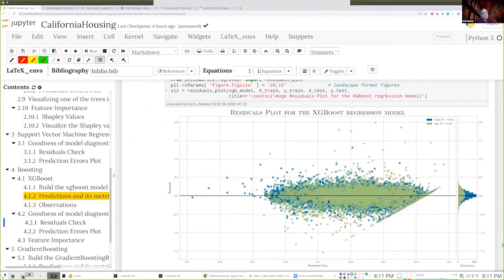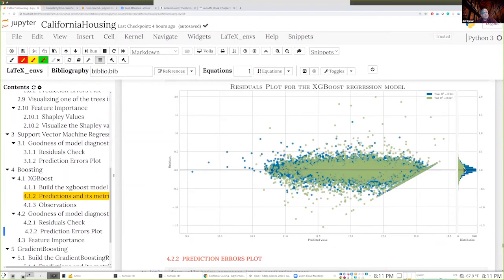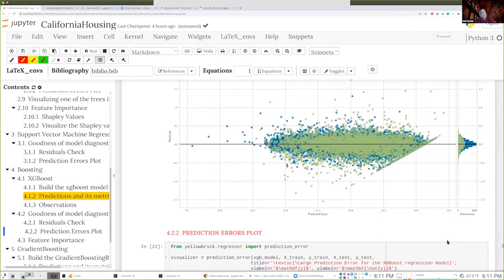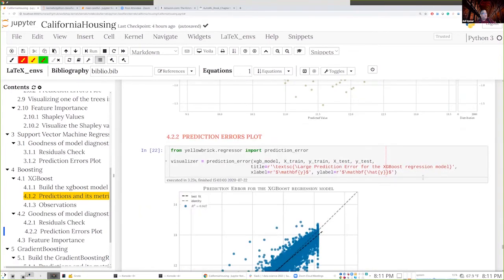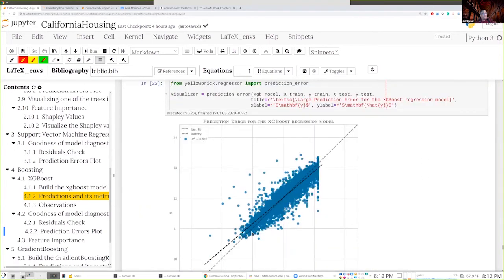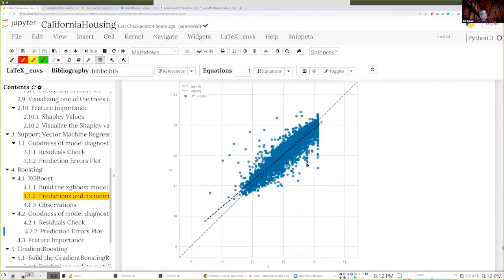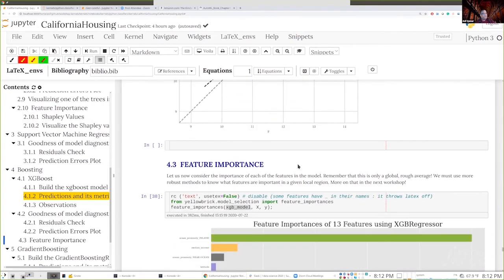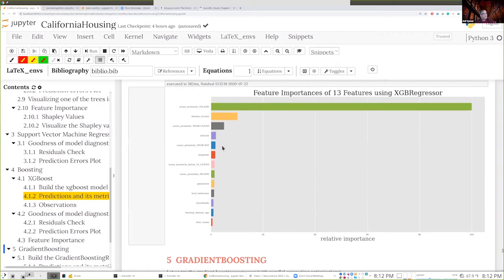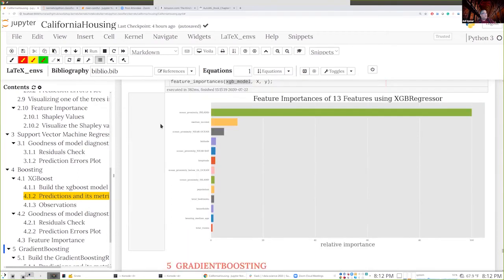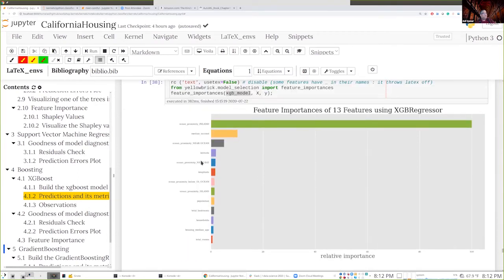Let's look at the residual plot. The residual plot looks pretty good. This is a normal distribution of the residuals, right? You don't see any pronounced heteroscedasticity. It looks pretty good. Your prediction versus error seem to have a good relationship, a more or less 45-degree relationship. Feature importance, you can do the feature importance here. Again, these values are more or less the same as the other models.